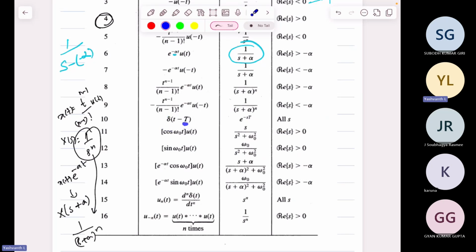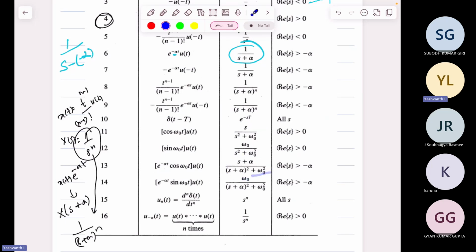And you can find the delta function. Delta of t minus t naught is nothing but e power minus s t naught. Similarly, you can derive for cos omega naught t into u of t, sine omega naught t into u of t, e power minus alpha t into cos omega naught t times u of t. Now you see that again I'm multiplying e power minus alpha t times cos omega naught t u of t. But I know the cos omega naught t u of t already has a Laplace transform s over s square plus omega naught square. So if you multiply by e power minus alpha t, s will be replaced by s plus alpha. That's why you get s plus alpha divided by s plus alpha whole square plus omega naught square.